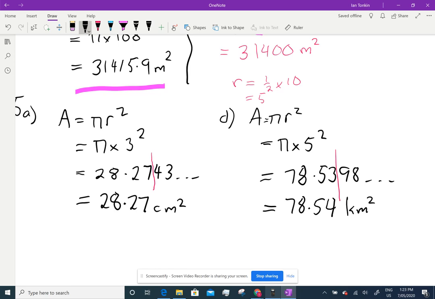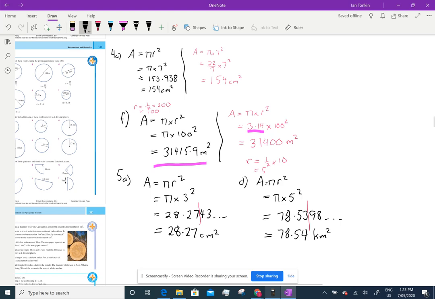That's right. So that's finding the area of a circle. Once you have the formula, all you have to do is find the radius, and away you go. Area equals pi r squared.